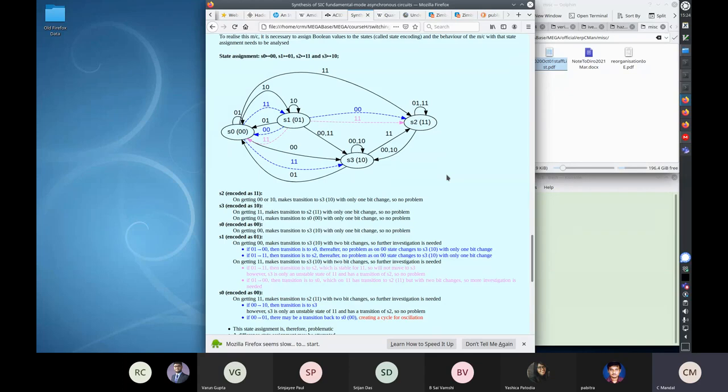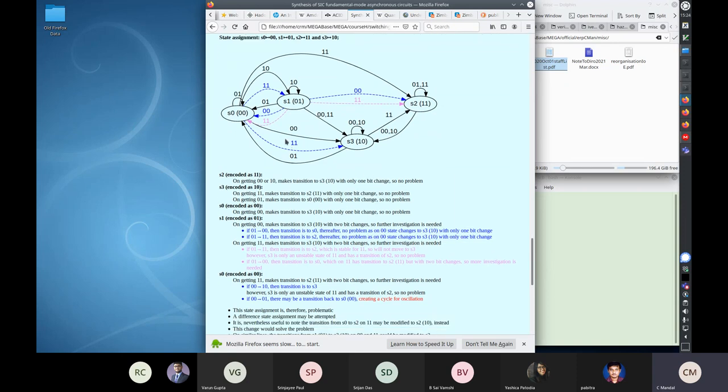Let us carry on further. Let us see what happens in S1. In S1, on getting 0 0, you have a transition to S3. Now you see what is happening. On 0 0, you make a transition to S3, and now you have 2 bit changes, because this is encoded as 0 1 and this is encoded as 1 0.